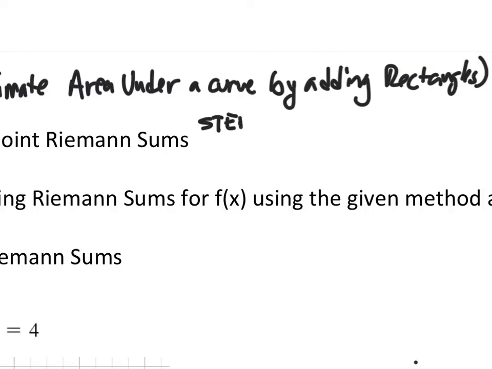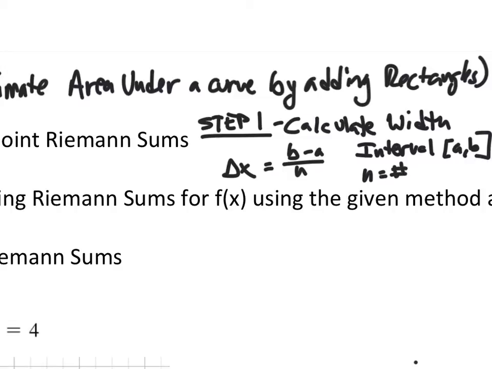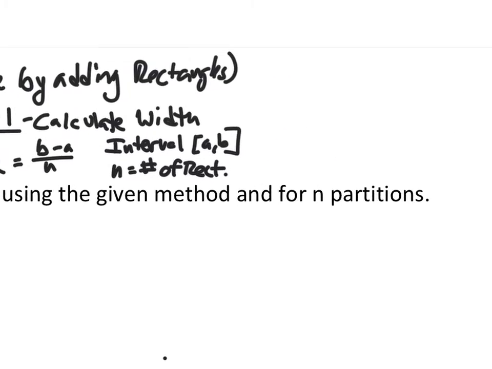So step 1 is calculate the width of the rectangles. That's what we're going to call delta x. And delta x is equal to, and I'm going to use the variables, b minus a over n, where we have an interval from a to b, and n is the number of rectangles.